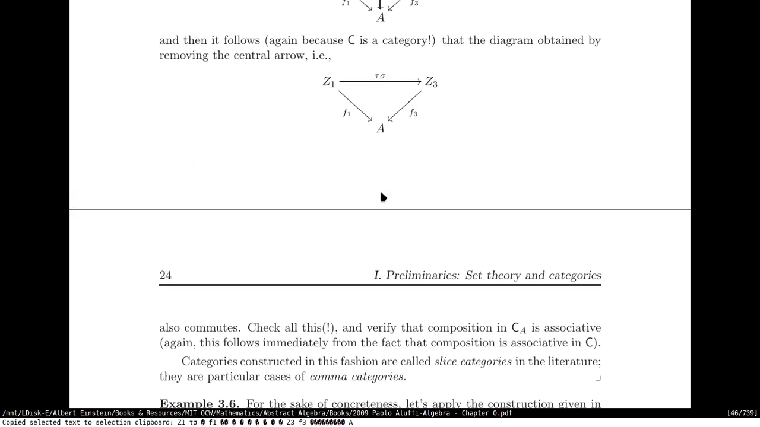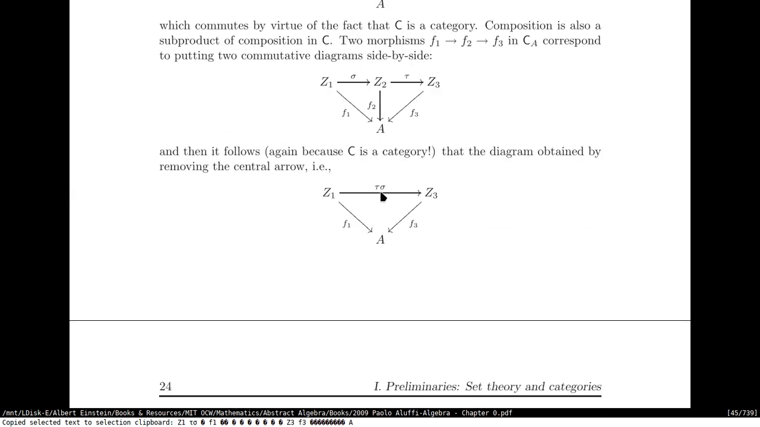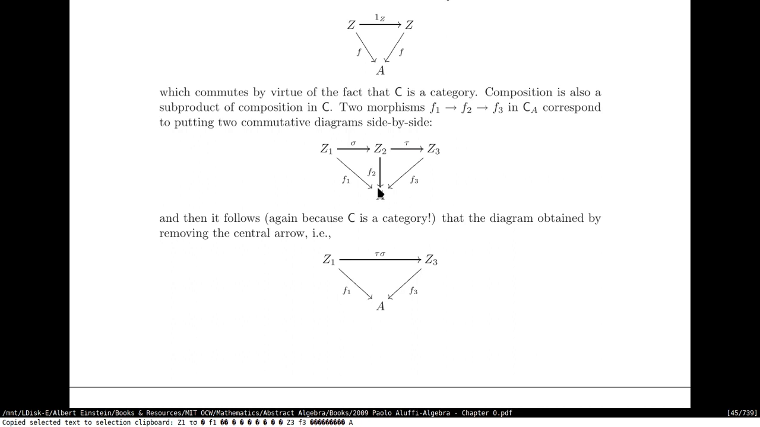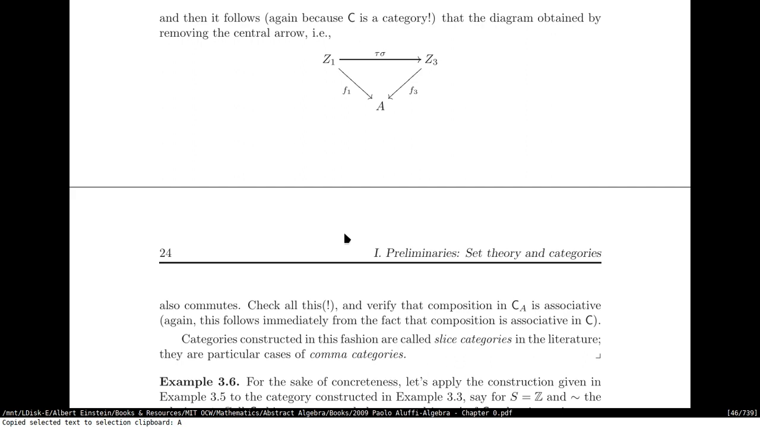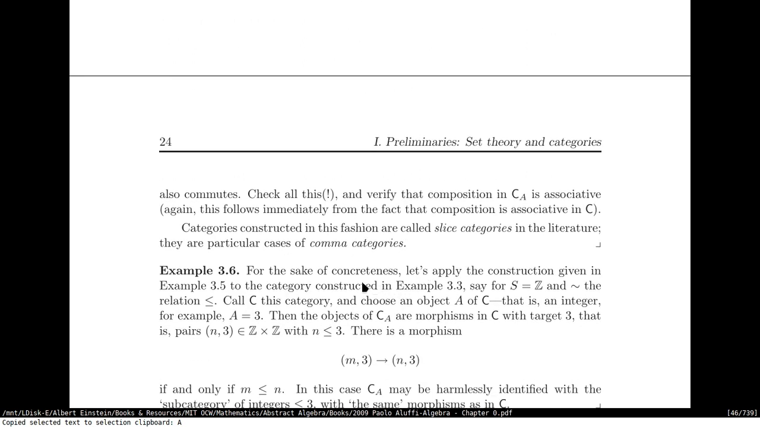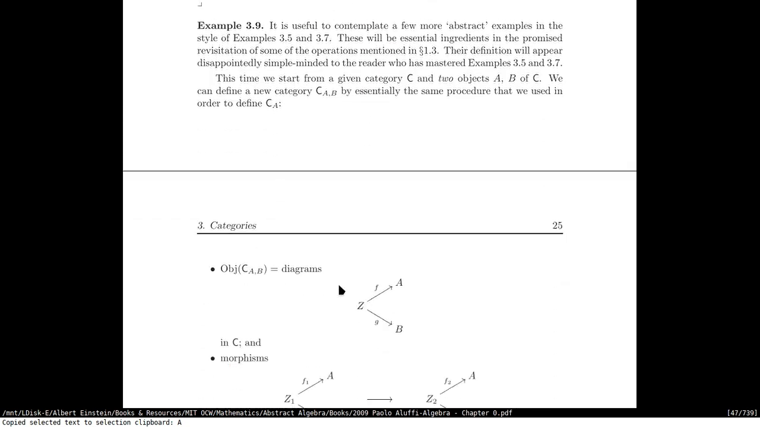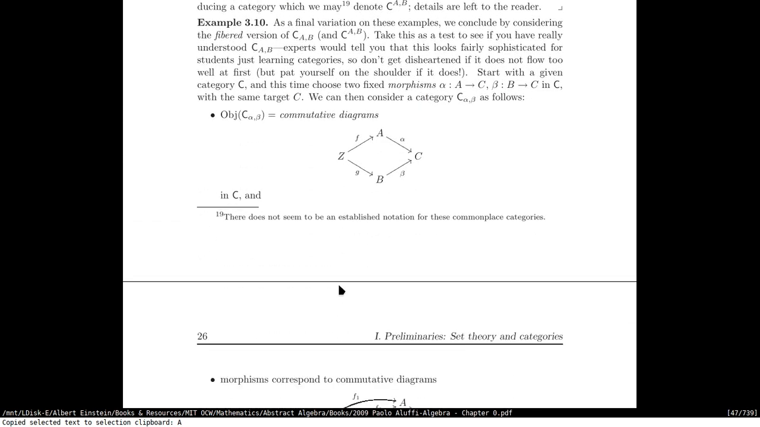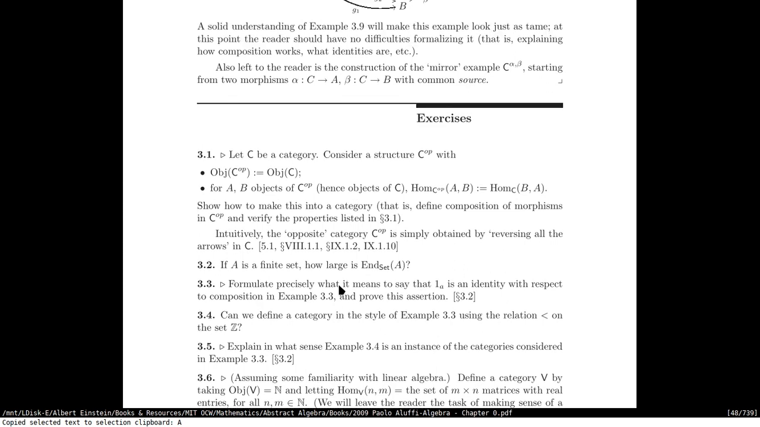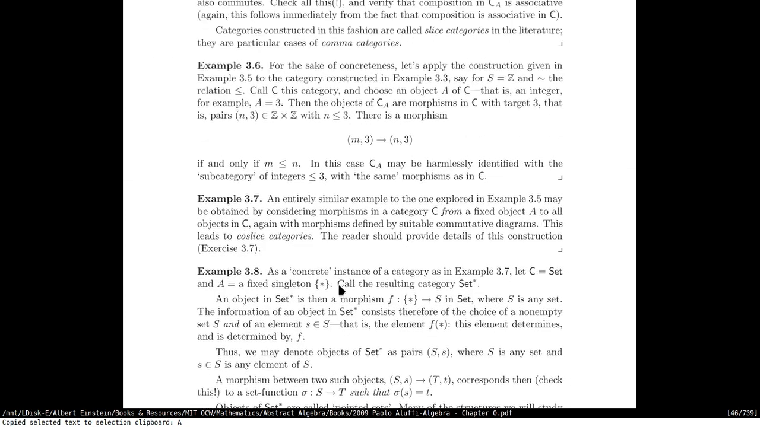And these kinds of categories, where you have a single object to which you have morphisms from several objects, so Z1, Z2, Z3 all map to A, are called slice categories. We might meet some of them later. The book gives a few more examples. We're not going to go through all of the examples, that would be quite hard for us to cover, but we'll go through some of them.